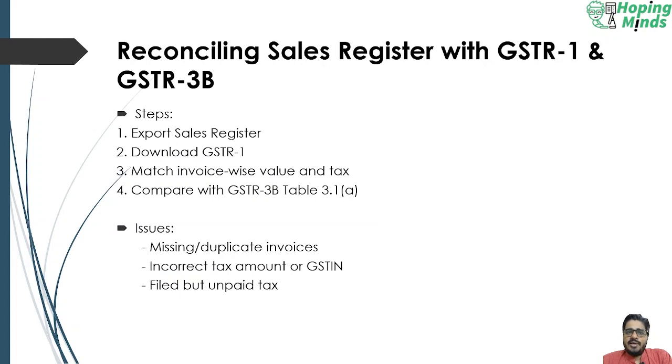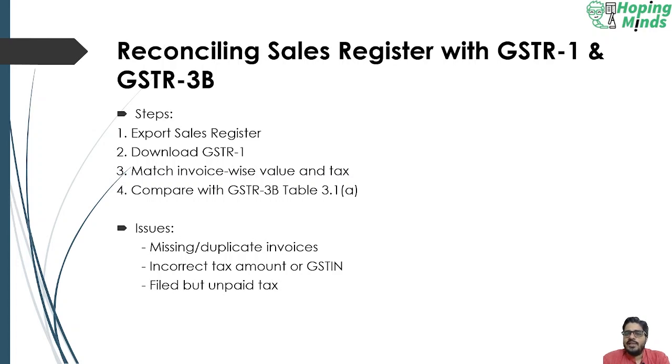So let us see the reconciliation of the sales register with GSTR 1 and GSTR 3B. The objective of reconciling the sales register with GSTR 1 and GSTR 3B is to ensure that the outward supplies recorded in the sales register match with the details as per GSTR 1 and the tax liability as reported in the GSTR 3B return.